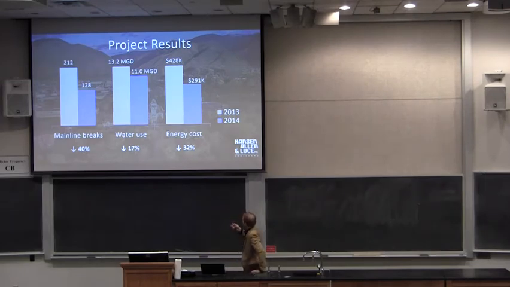These are the results, and we knew this was happening because we calculated it, and we modified the pump so we knew how much energy would be used after the project was implemented. This was an interesting one that we didn't anticipate, but because the pressure was dropped in that lower zone, less water leaked out of their system.